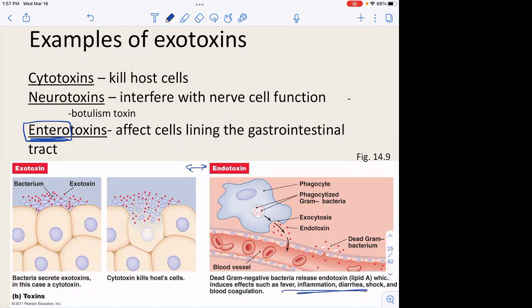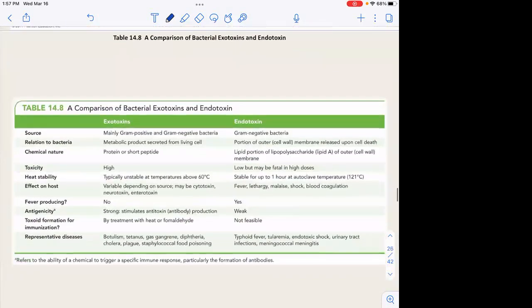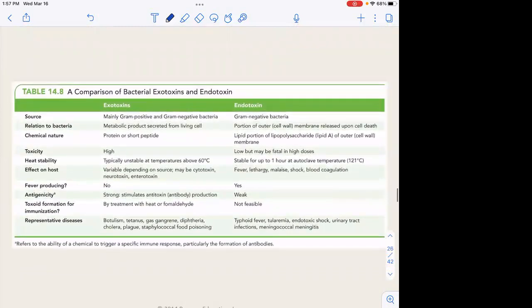Here are some of the results of lots of endotoxin release. And this table in your book, I thought was interesting just to help understand the difference between endotoxin and exotoxin. Of course, only gram negatives are going to produce endotoxin because gram positives don't have that outer membrane. Again, exotoxins are proteins where endotoxins are lipids. I wouldn't really worry about the heat stability there.